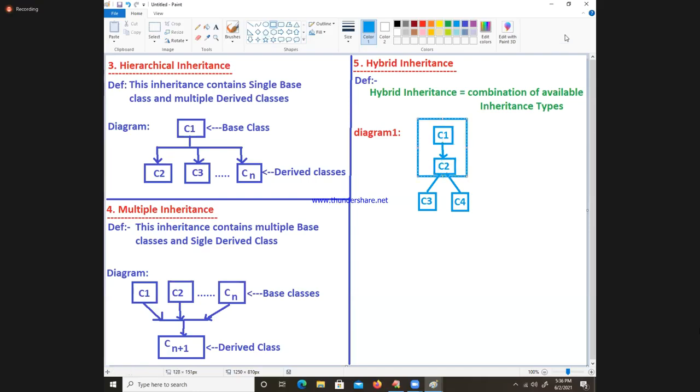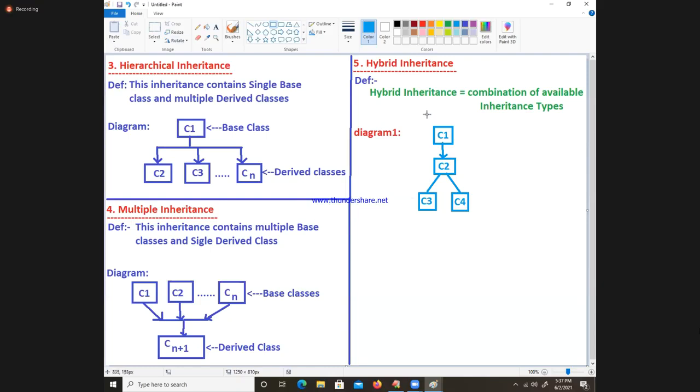Above part, I just want to know everybody. First one, this boxed point. Single, okay? This box point is what? Hierarchical. How many combinations are there here? Two combinations are there. It is a combination of available inheritance types. It is known as which inheritance? Hybrid inheritance it is called.